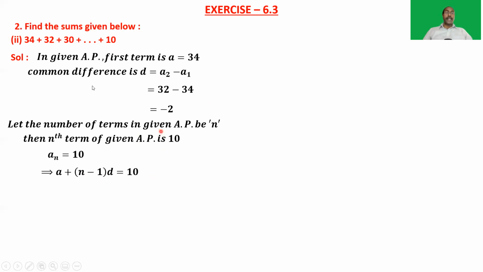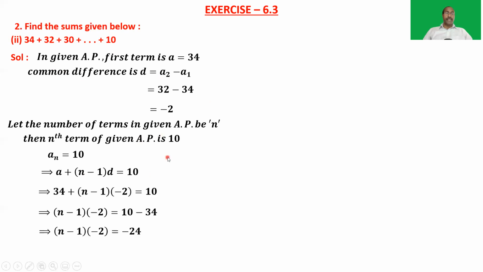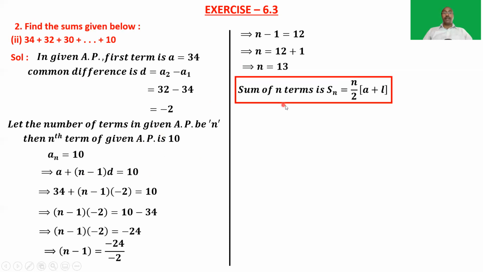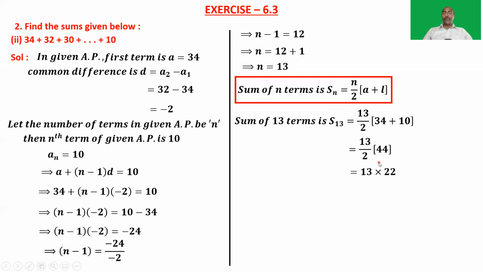And now by substituting a is equal to 34 and d equal to minus 2, we get the value of n like this. So we get the value of n as 13. That is, we have 13 terms in given arithmetic progression. And we know the formula that Sn is equal to n by 2 into a plus l. So sum of 13 terms is S13 is equal to 13 by 2 into 34 plus 10. That is 13 by 2 into 44, which is equal to 13 into 22, and is equal to 286.